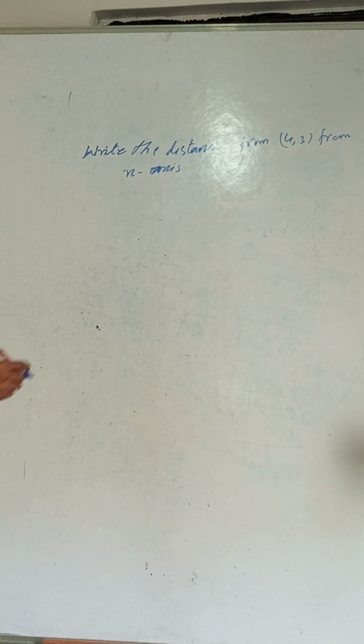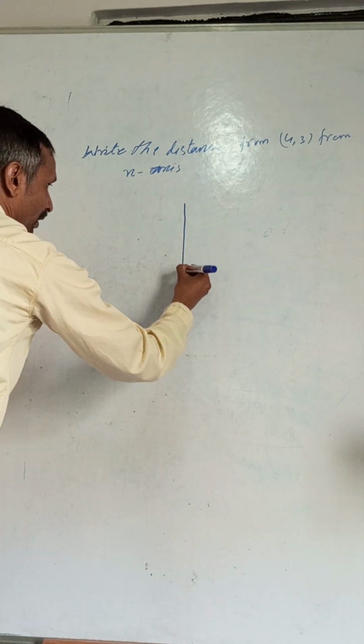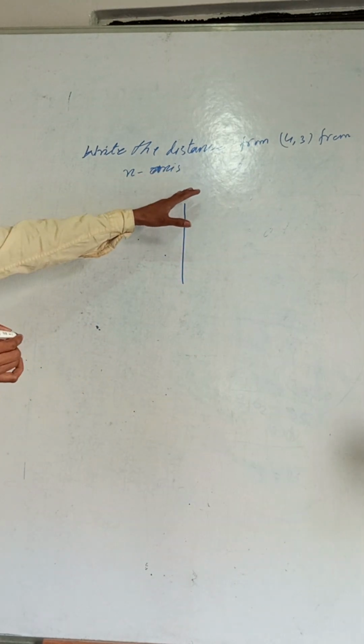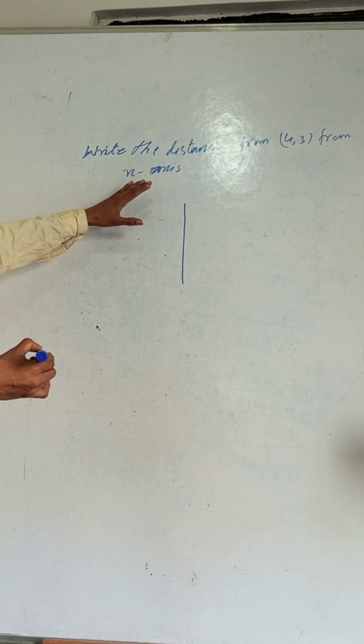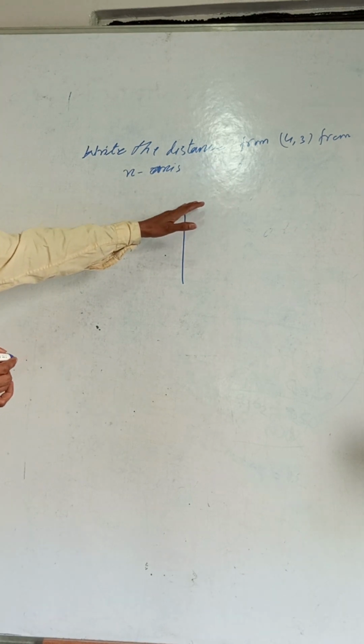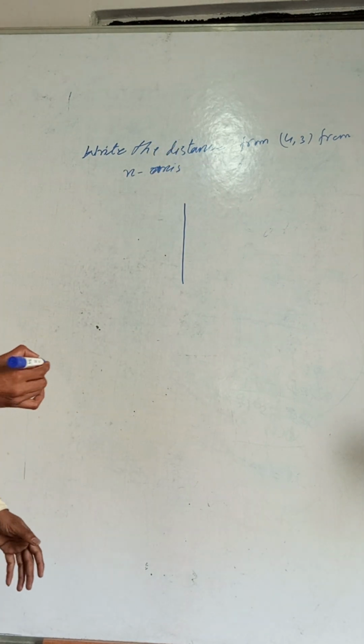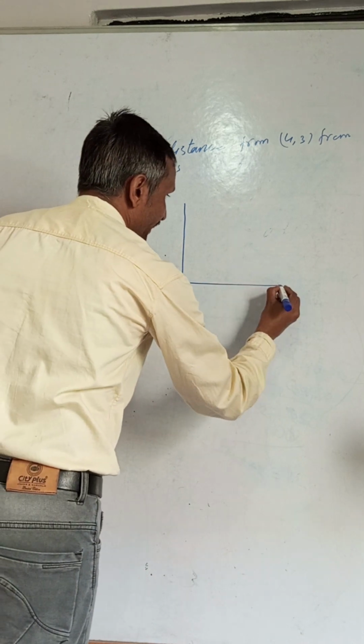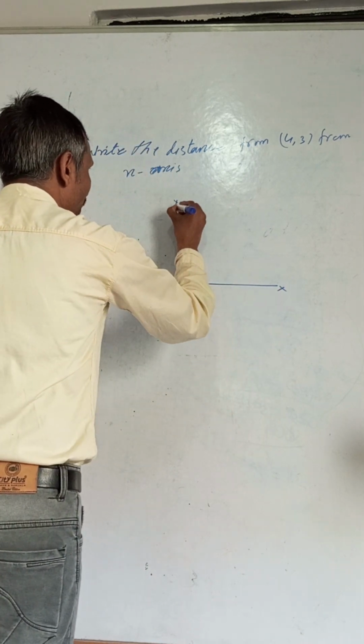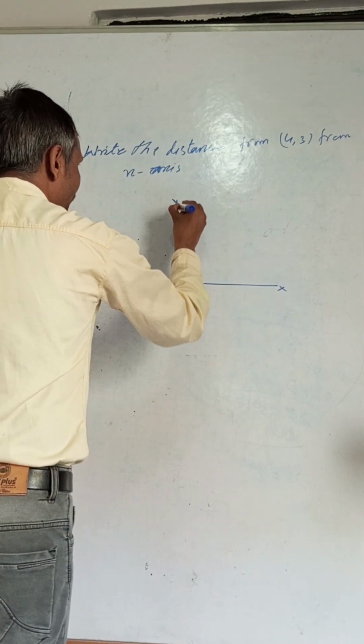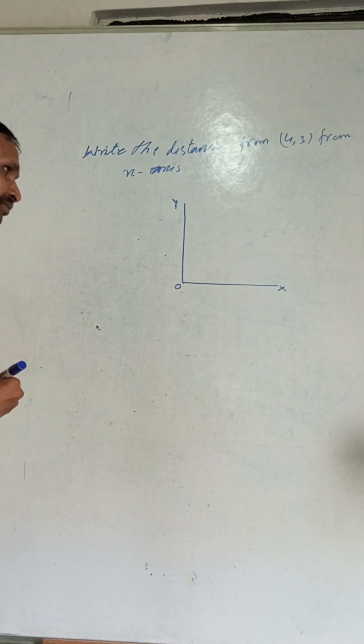This is our graph. It is not asked from the origin. You should not use the distance formula here, because the other point's coordinates are not given. This is a graph. In that, this is the x-axis, this is the y-axis, and this is the origin.